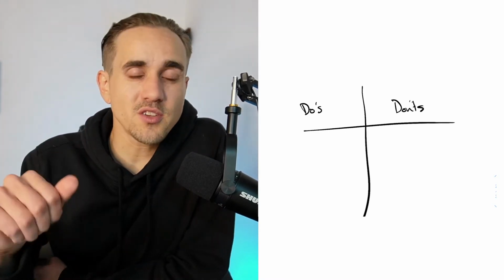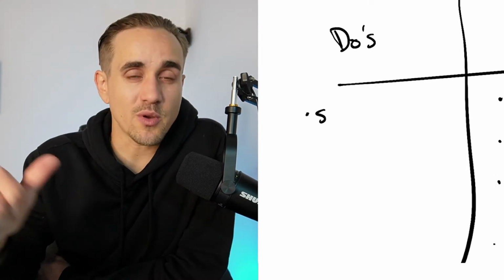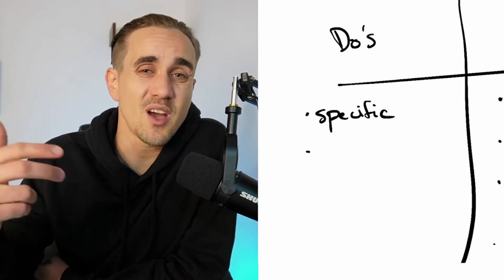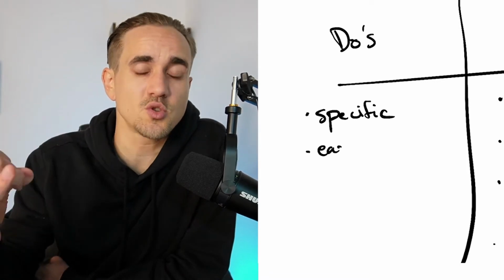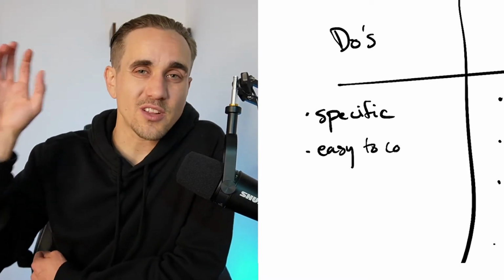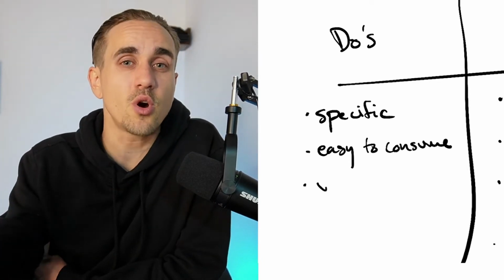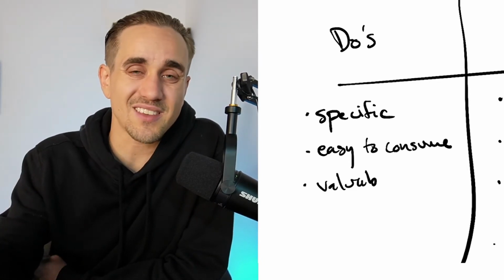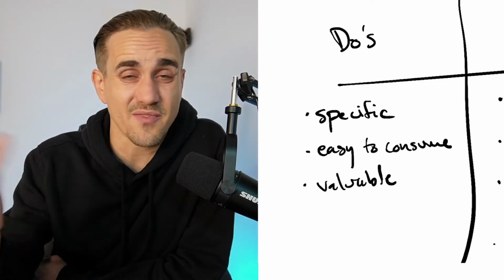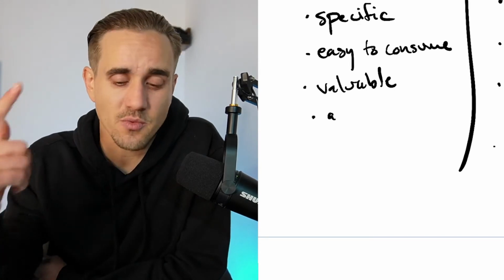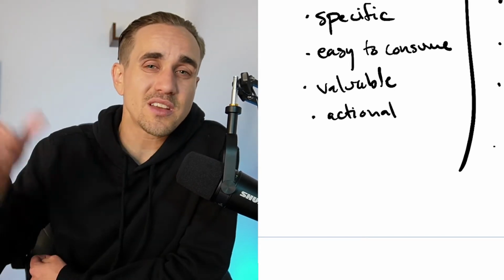So what we want to do is make sure that this is very specific, right? We want to solve a specific problem for a specific person. We want to give them a specific solution. We want to make sure it is really easy to consume. So I don't like when people give away really long ebooks. I don't want to read a 100-page ebook from someone I don't know very well. So we want to make sure that it's quick to consume. Hopefully they can get value from it in like 5-10 minutes. It's actually really valuable. It is actually really actionable. And it has a really clear next step.